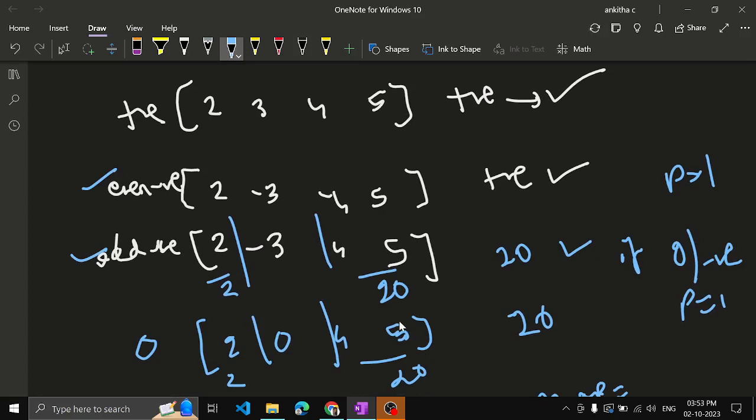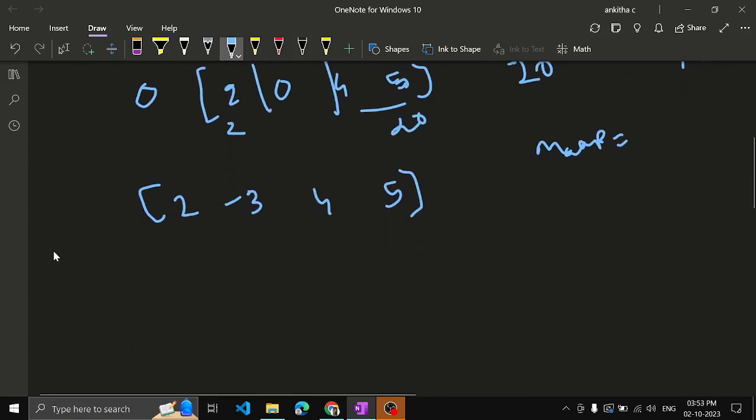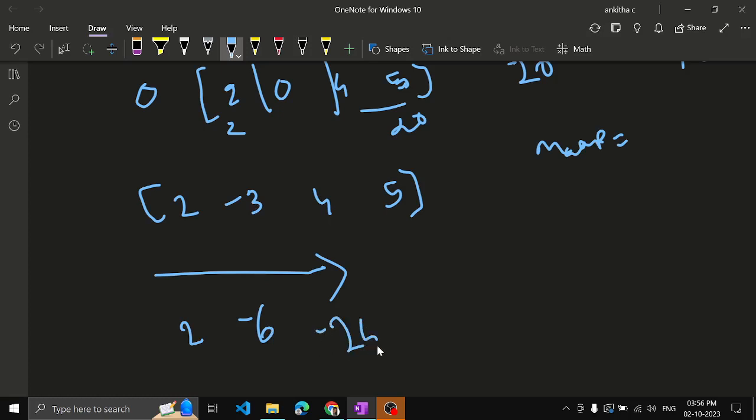For this, what we do is, if we have the array, let's say 2, -3, 4, 5, let's find the product from this side. Here you get 2. When you do the next product, 2 into minus 3, it will be minus 6. Then minus 6 into 4 will give you minus 24. Then 24 into 5, 120. So you got minus 120 as the answer, and in between you have the products.